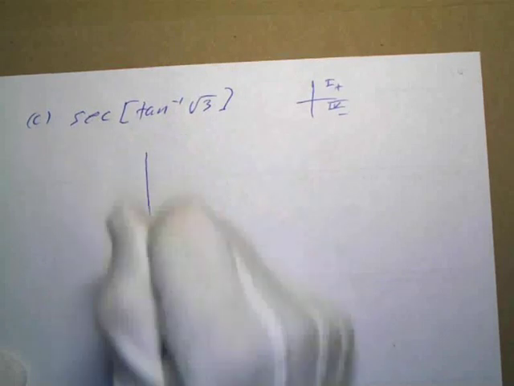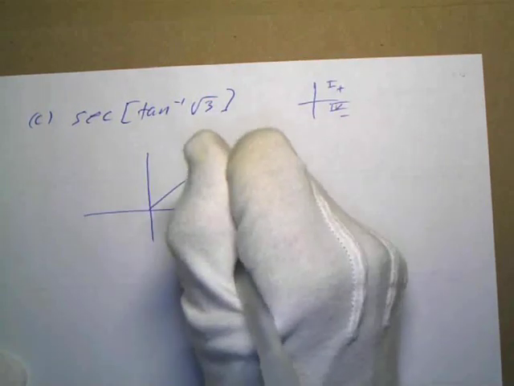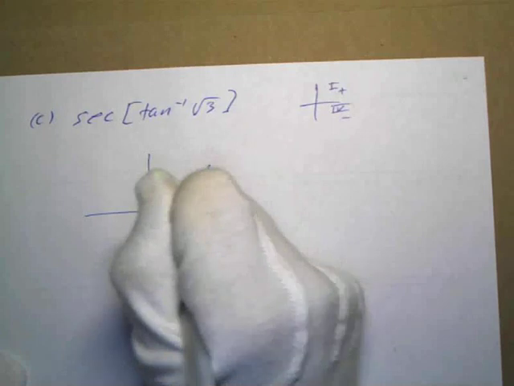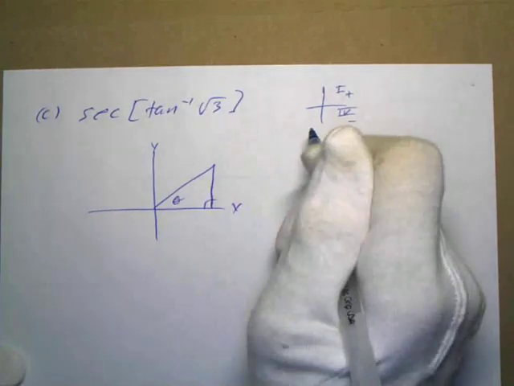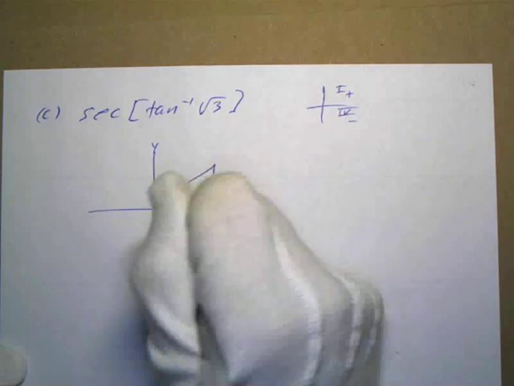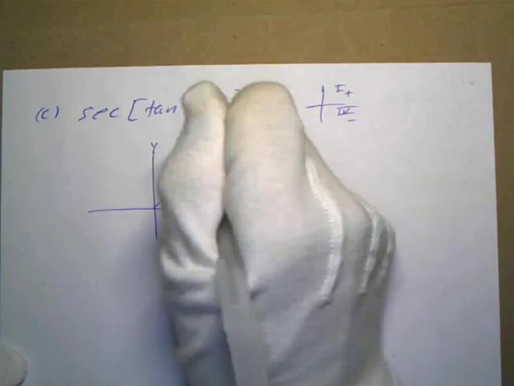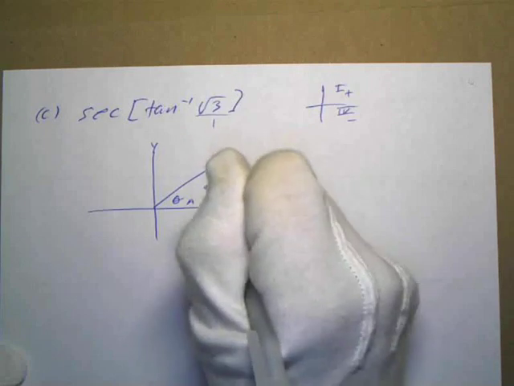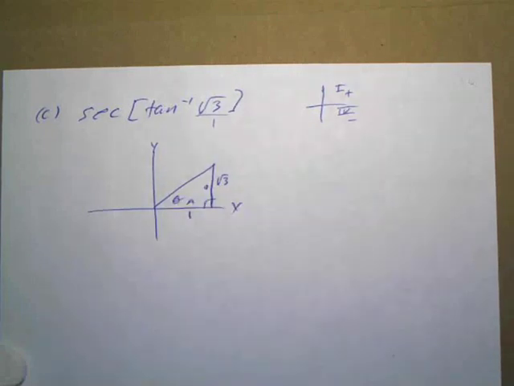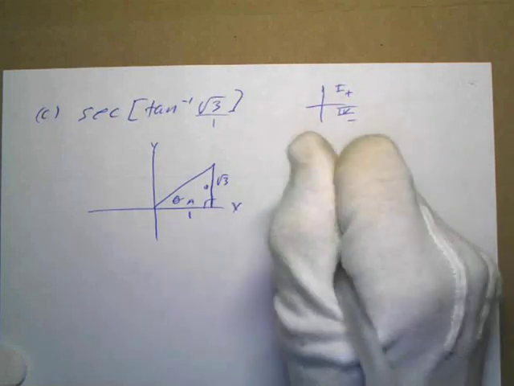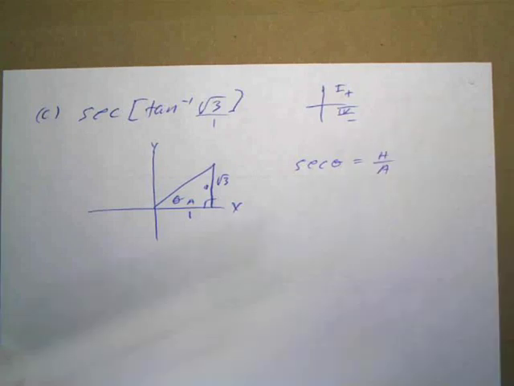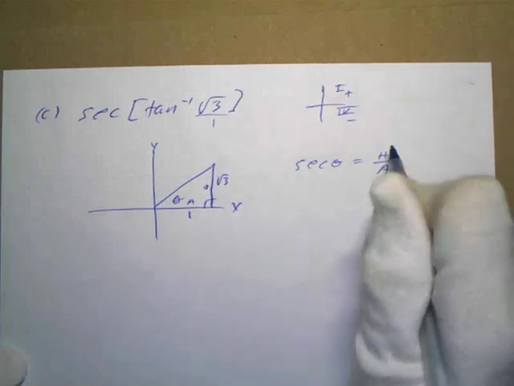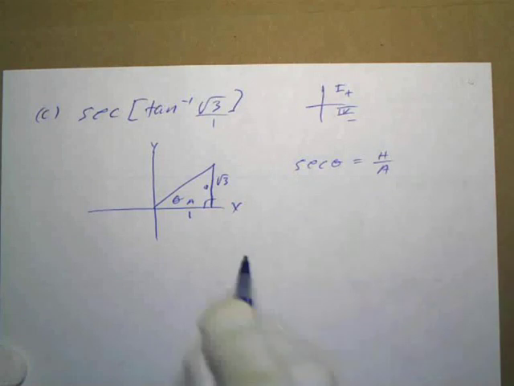So we'll just draw our triangle over here. This is my angle theta. Okay. And it says the tangent is the square root of 3, so it's going to be the opposite over the adjacent, like the square root of 3 over 1. So there's my opposite and adjacent, and we're going to have the secant. The secant is one of the cosines, so I'm going to need the hypotenuse over the adjacent. Cosine is adjacent over hypotenuse, so secant is the hypotenuse over the adjacent, so I'll need that.